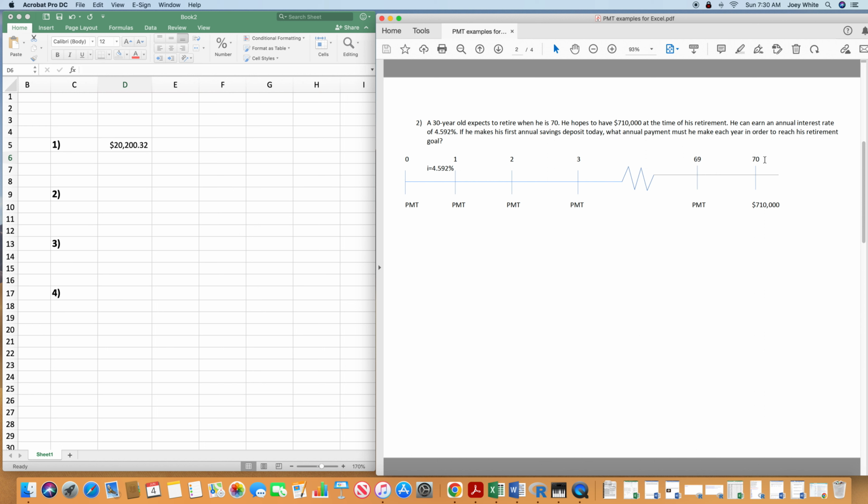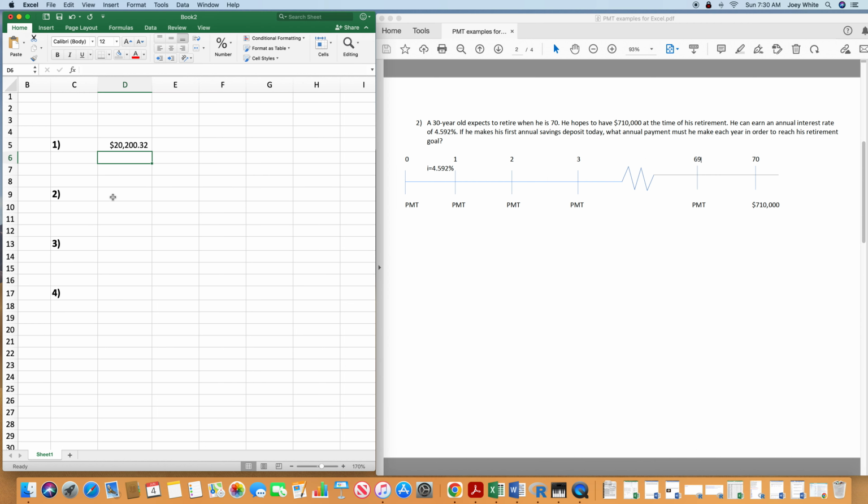So basically it's going to be in 40 years, right? So our period is 40. So let's go to our Excel sheet. We'll do equal sign PMT, open parentheses, put the interest rate in. It's 0.04592, comma, number of periods. Sorry about this mistake, but yeah, it's 40 periods.